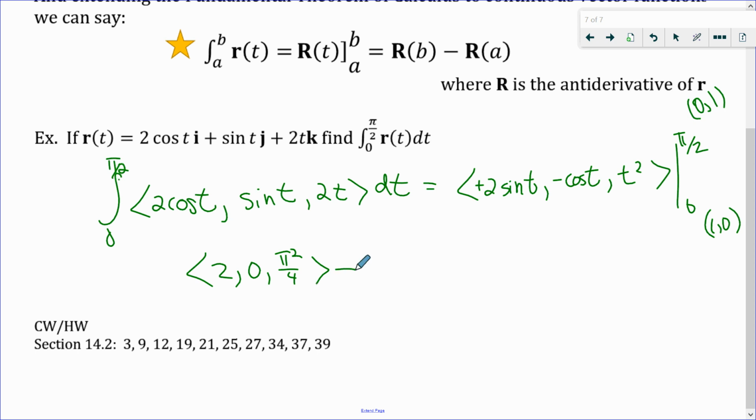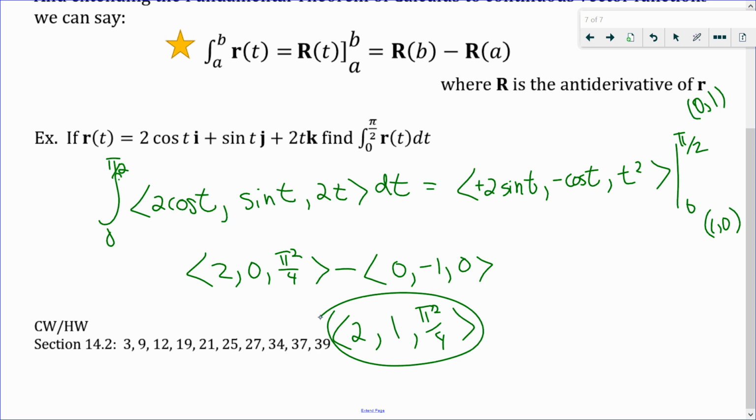All right, minus another vector with some other numbers, plugging in 0. Sine of 0 is 0. Cosine of 0, though, is 1, so it'll be -1. And then 0 squared is 0. So my answer is the subtraction of these 2 things. 2 minus 0 is 2. 0 minus -1 is 1. And the last one is just pi squared over 4. Okay, so it's not that bad, you just have to do 3 of them.